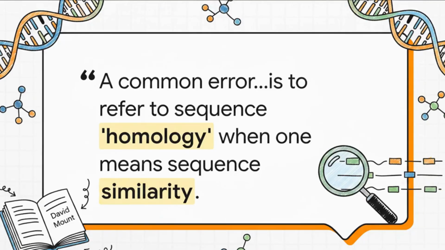And look, it's not just me being picky. Here's a quote from David Mount's classic Bioinformatics textbook. He calls this out as a common error. Getting this right is absolutely critical for good science. It shows that you actually get the concepts, you know? And that's super important whether you're annotating a genome or, hey, building a phylogenetic tree.